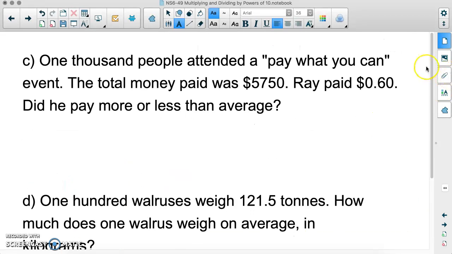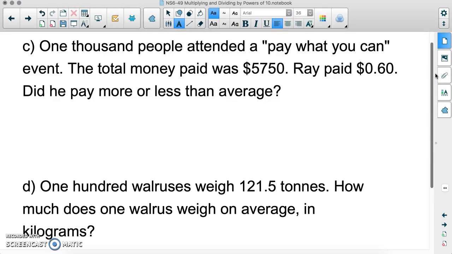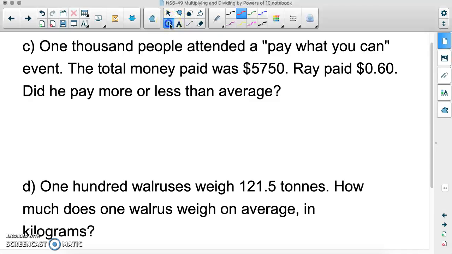I want you to try C and D on your whiteboard, paying attention to what you think it is, dividing or multiplying, then you can resume your screencast. So if you completed C and D on your whiteboard, you would have found the answer for C was 575. Therefore, he paid less than average. And your answer for D should have been 1,215 kilograms.